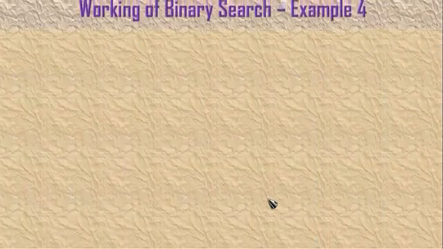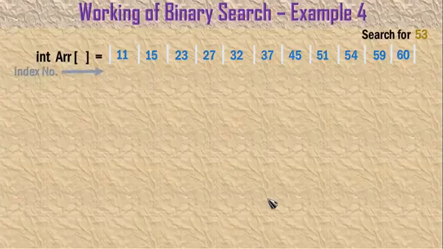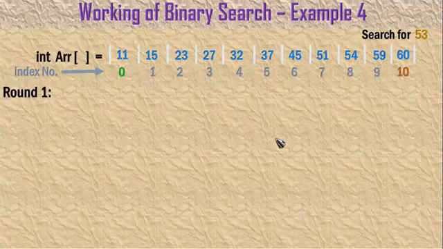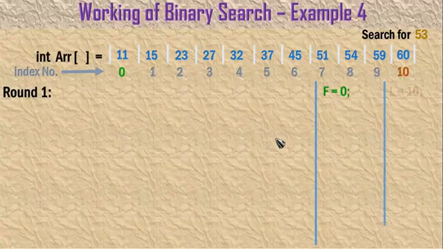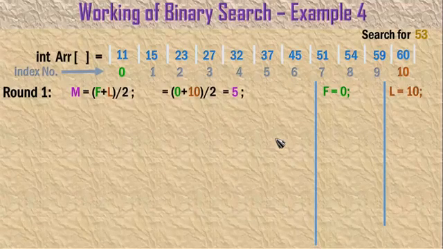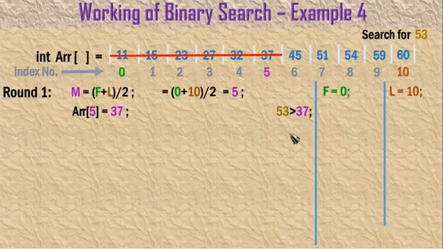So example 4. I am searching for 53, which is not available in this array. So here the first index is 0, the last index is 10. So we get 5 as the answer. At 5 we have 37. 53 is greater than 37. So it will not search in the first half.